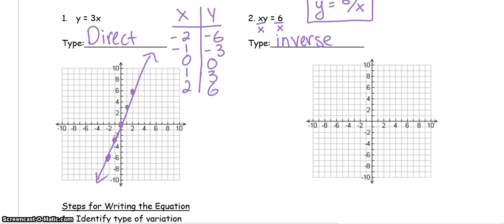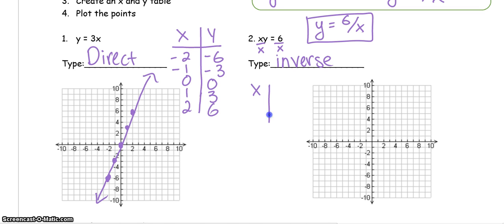Now we can go ahead and make our xy table. In this case, we don't necessarily just want to choose the numbers from -2 to 2, because we want to choose numbers that can divide the number on top. So we want to pick numbers that will divide 6. In this case, those numbers will work, but for example, if you had 7, you wouldn't want to pick -2 because 7 divided by -2 is a fraction, not a whole number. So you always want to try and pick numbers that will give you a whole number answer.